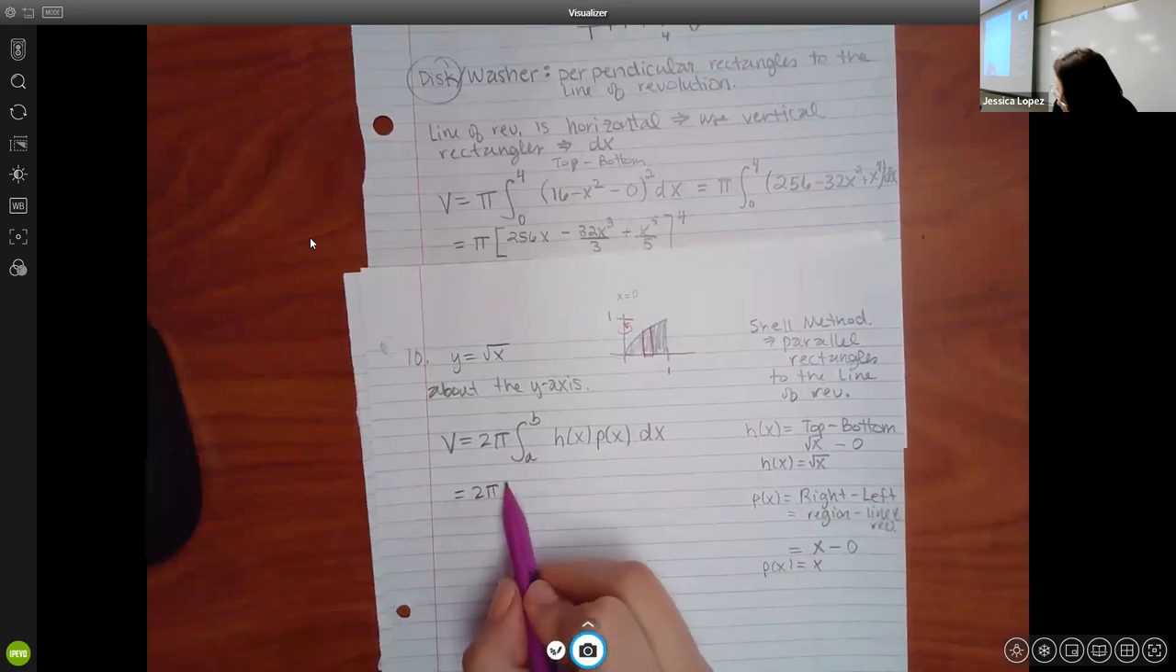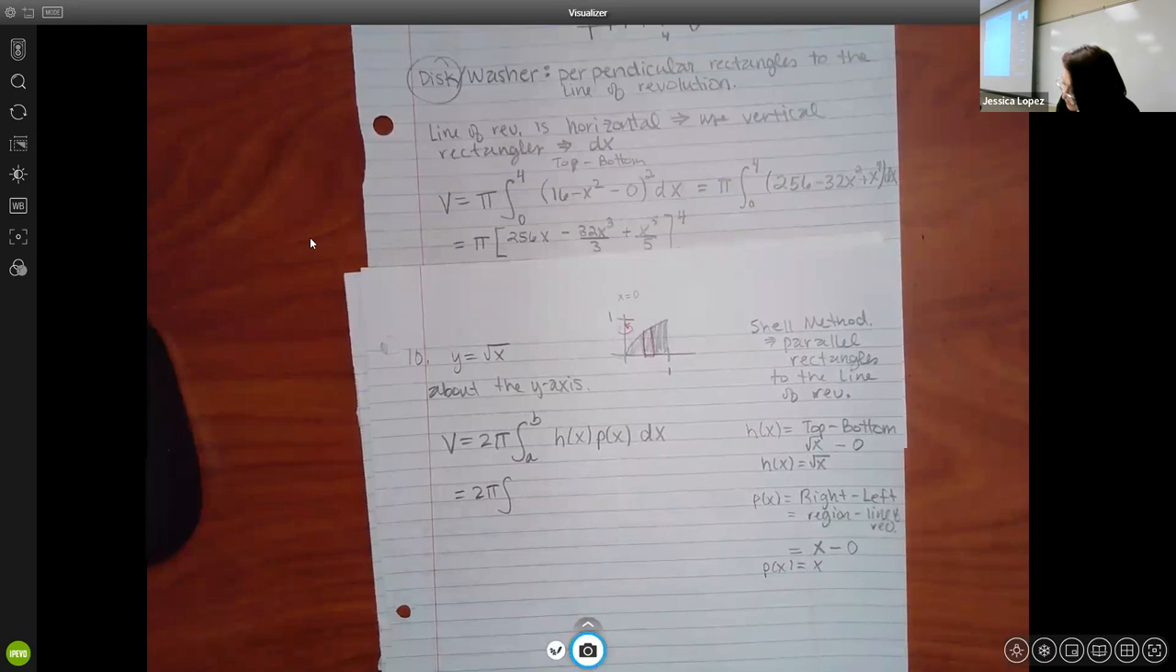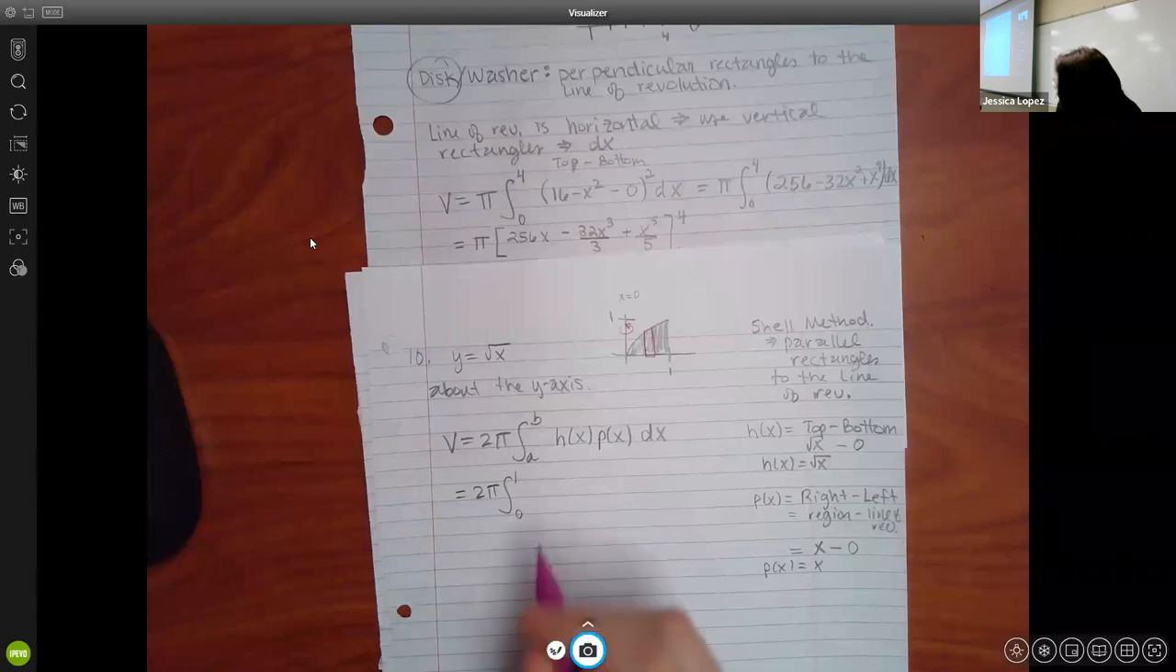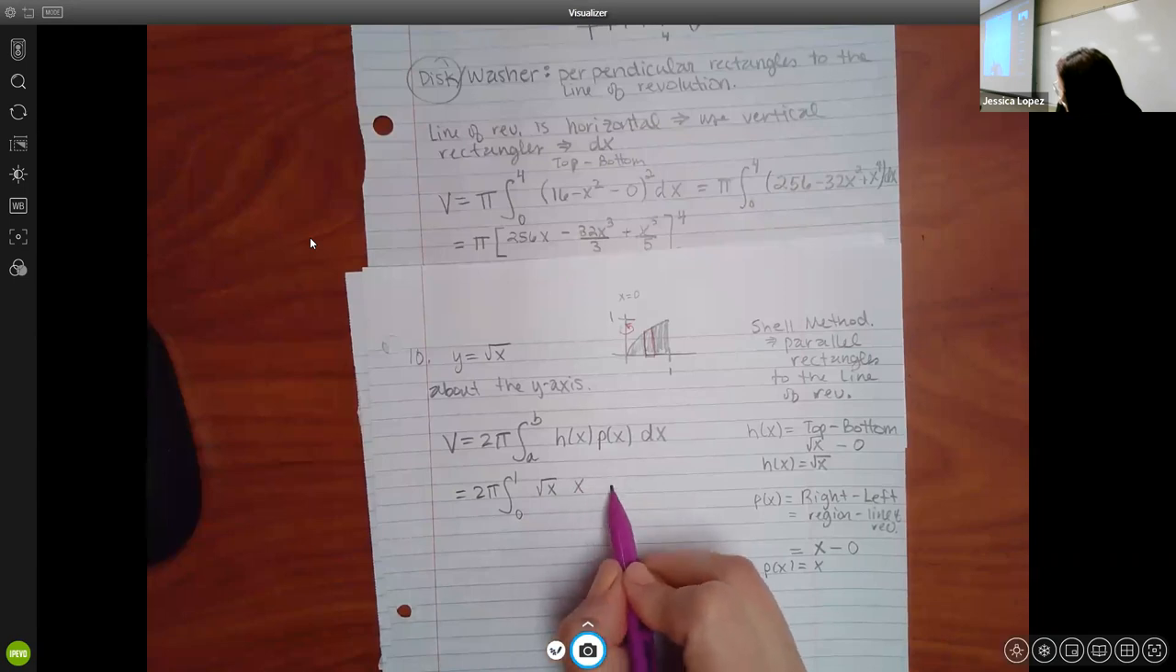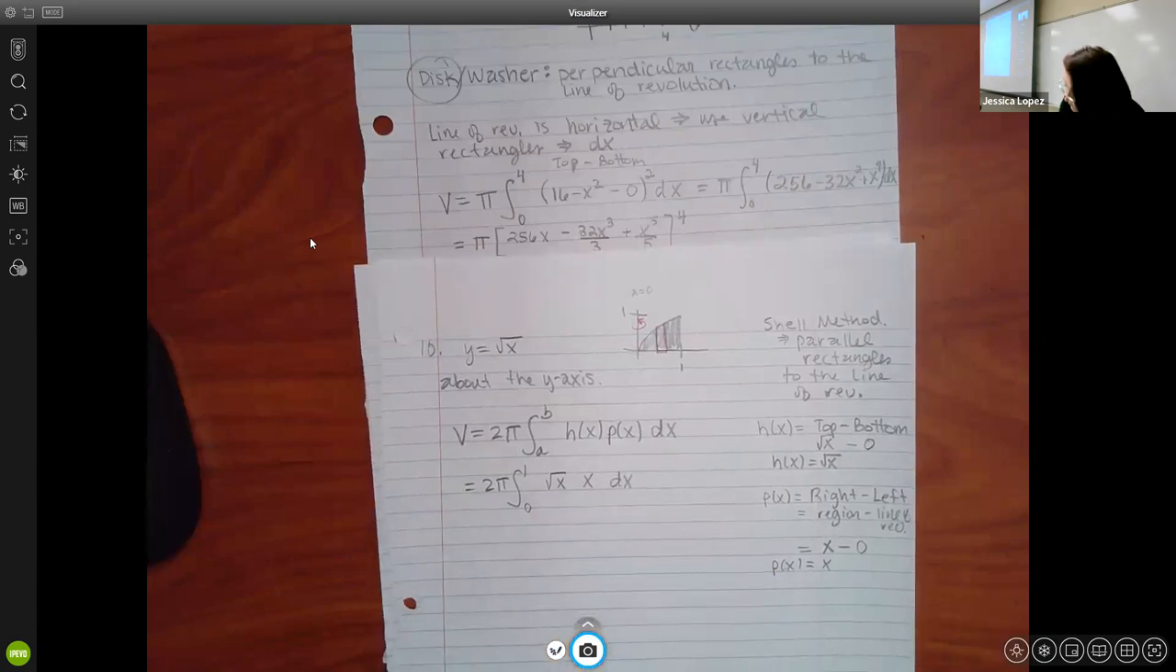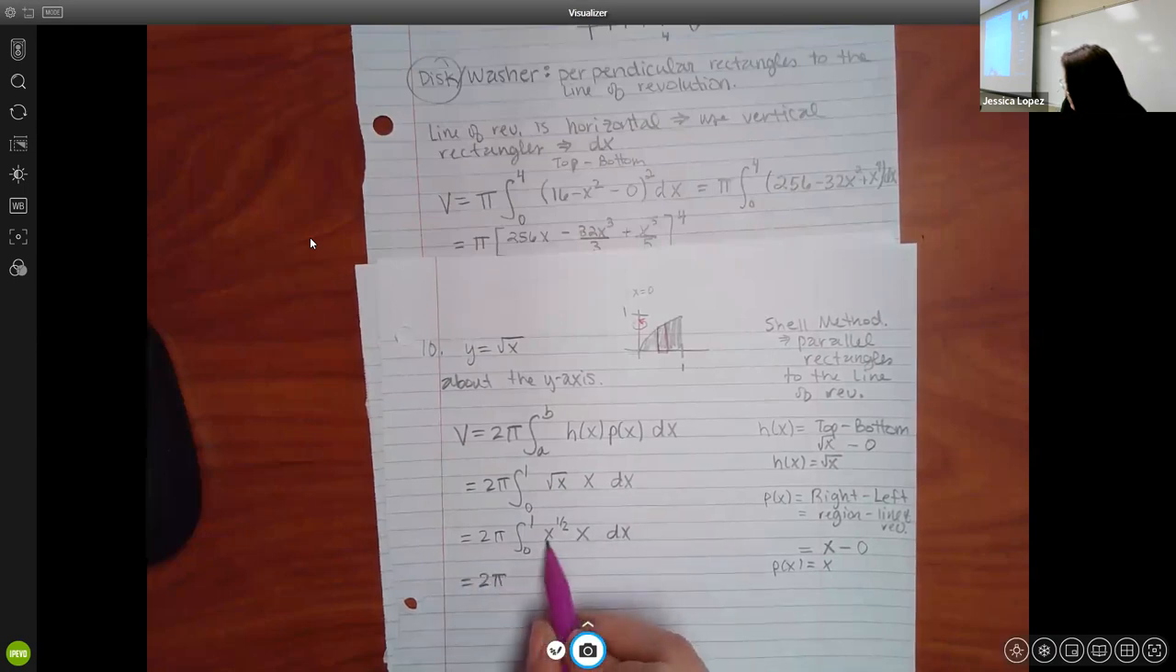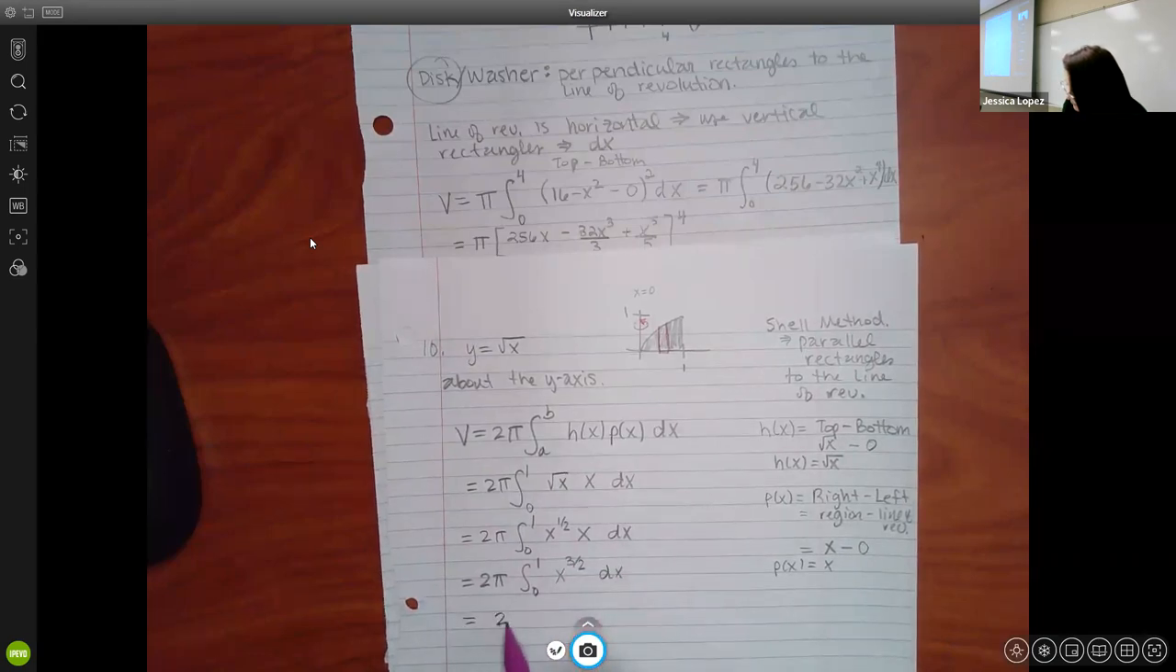Now for our bounds, what are our x bounds? 0 and 1. So go left, right, 0, 1. H of x was this guy, rho of x is this guy, and then we have dx. So that's x to the 1/2 times x. So remember, if you have x's multiplied together, you add their exponents. So 1/2 plus 1 is 3/2. And then I can finally find my power.